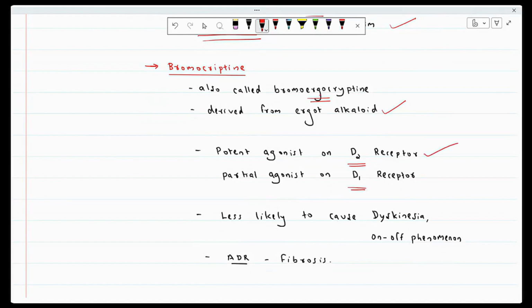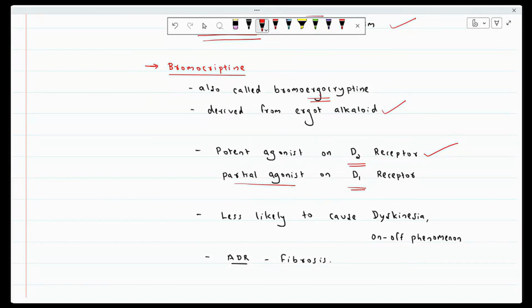Okay, so bromocriptine is a potent agonist on D2 receptor as well as a partial agonist on D1. Of course, we need agonist action on D2, right, to increase the dopamine level, because D2 receptors are mostly seen in the substantia nigra in the basal ganglia. So D2 agonist activity is most required, and bromocriptine is a potent agonist on D2 receptors. Okay. However, it is a partial agonist on the other receptor. What is that? D1 receptor.